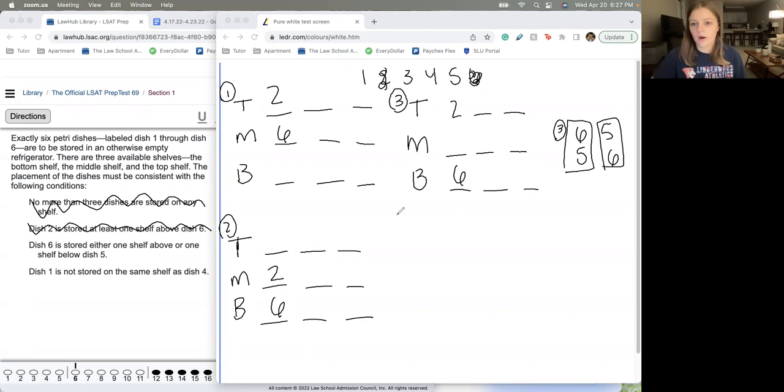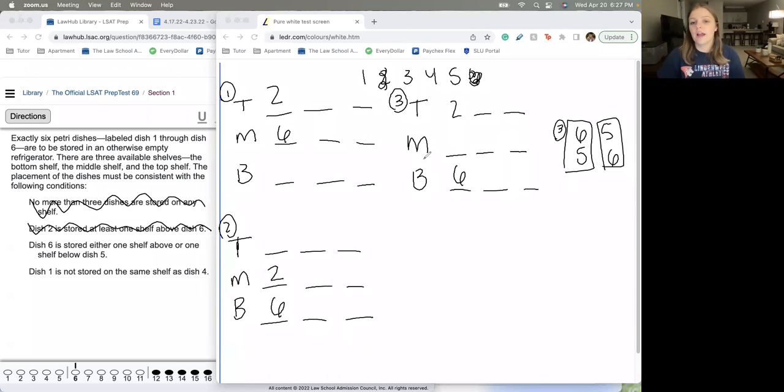I can't pull them apart like I have this 2 and 6. They can't be on the same level. It has to be 1 above or 1 below. So because I know where my 6 is, this will be pretty easy to implement into my diagram because I'll just have to pop in 5.